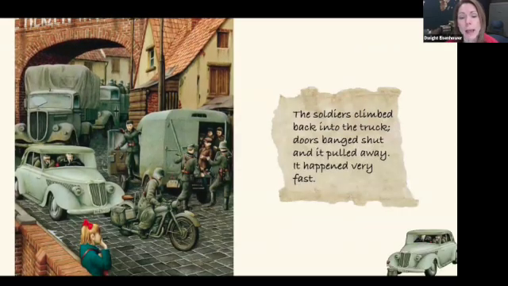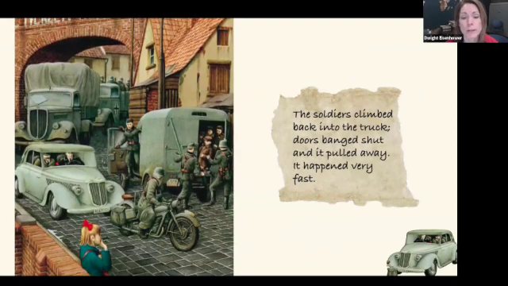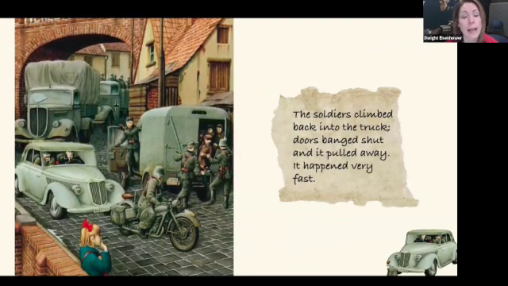The soldiers climbed back into the truck, doors banged shut, and it pulled away. It happened very fast.